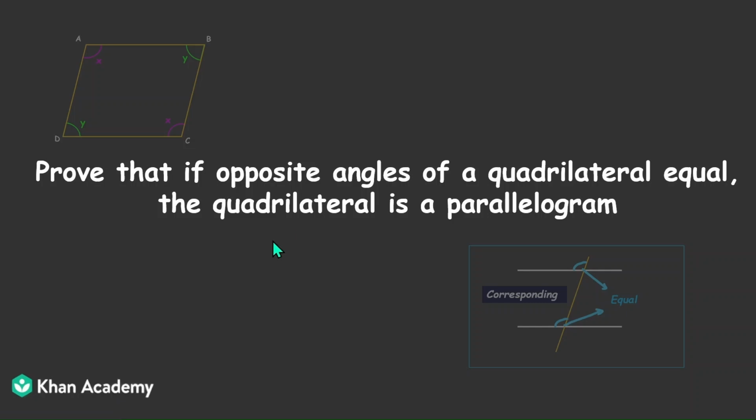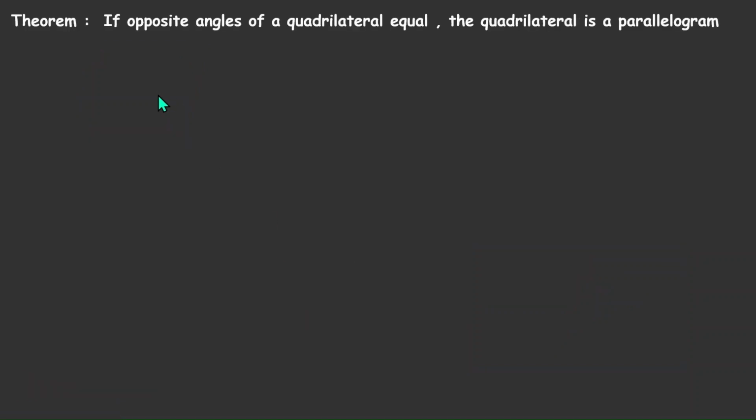Hello everyone. Today we'll prove the theorem that if opposite angles of a quadrilateral are equal, then the quadrilateral is a parallelogram. So let's look into it. We have a theorem here and let's try to deduce what information we are already given.